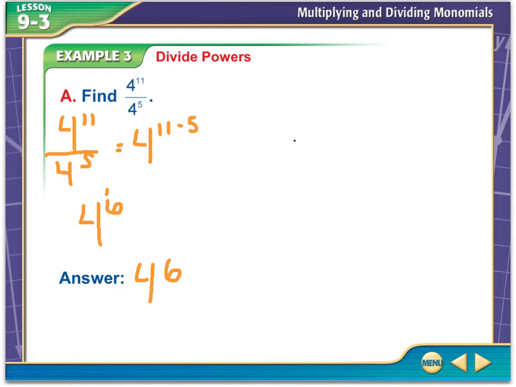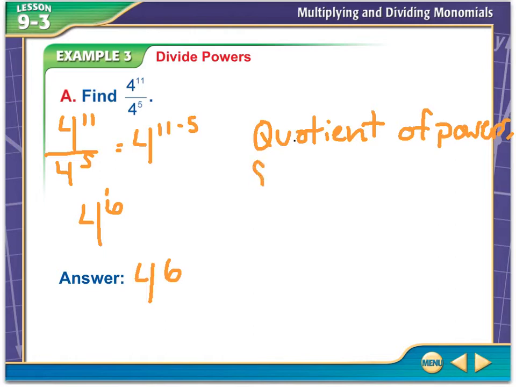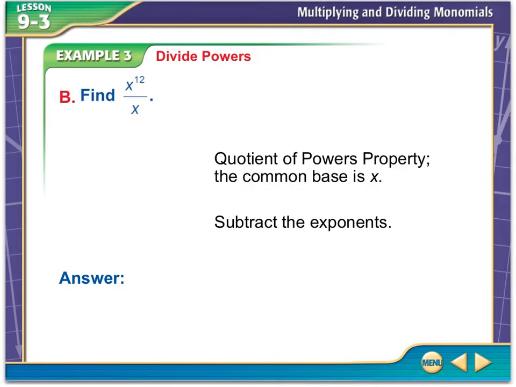Go ahead and write out your notes for the quotient of powers property. For the quotient of powers property, we're going to subtract the exponents. Remember, it's fine to use abbreviations as long as you can remember what they are tomorrow.